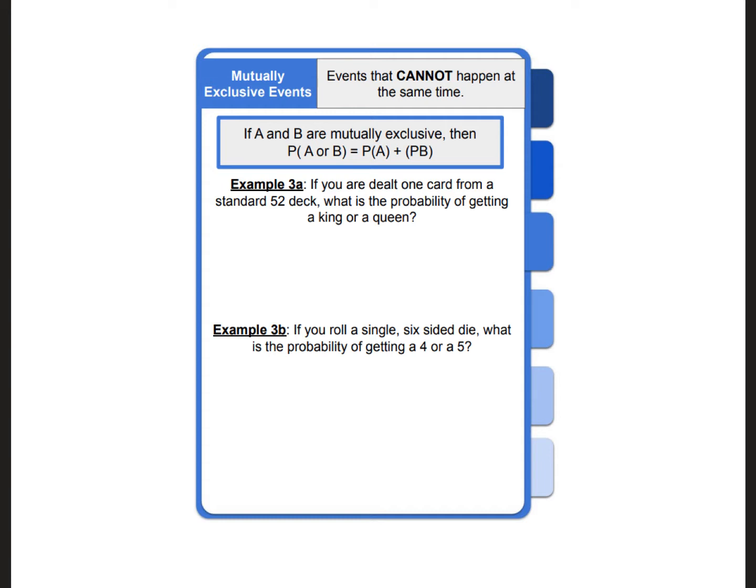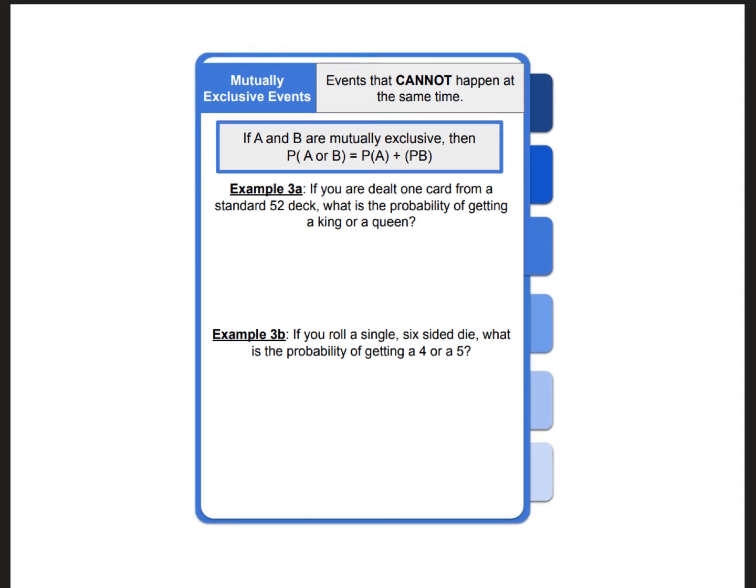Or if I'm drawing a card, I can't pick a 2 and a 3 at the same time. Those are mutually exclusive if I'm only drawing one. If A and B are mutually exclusive events, then the probability of A or B happening is the probability of A plus the probability of B. And there's a little typo here, but hopefully that will be fixed on yours. If I remember to do it, it should just be P of B.